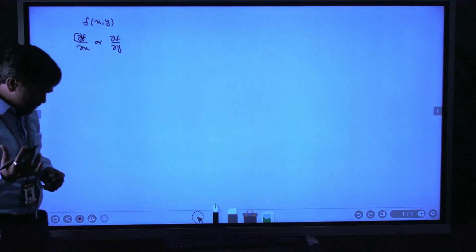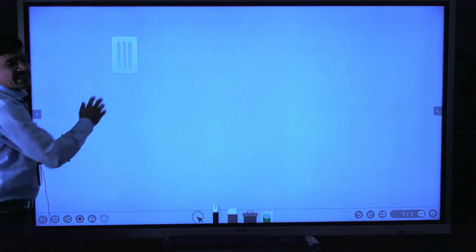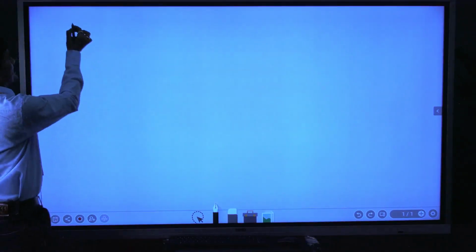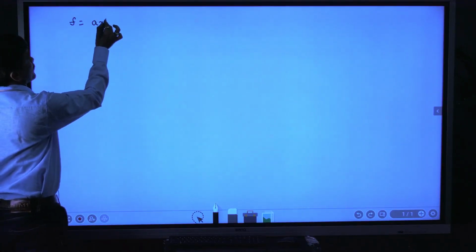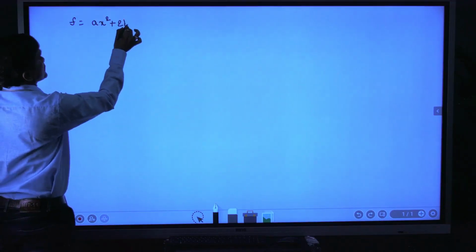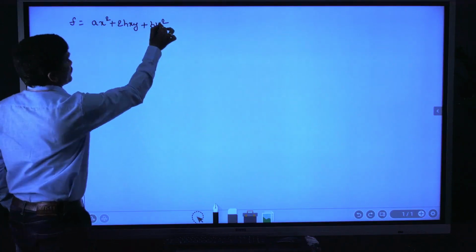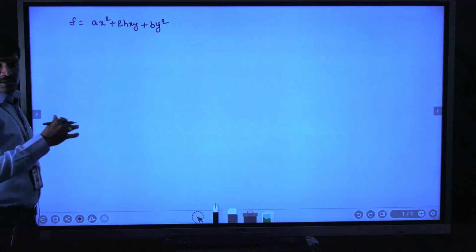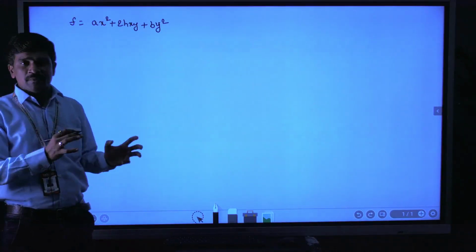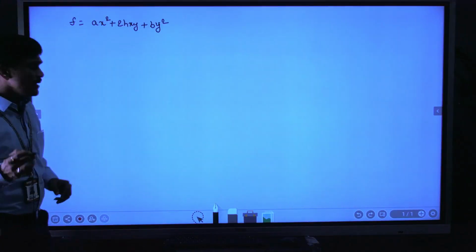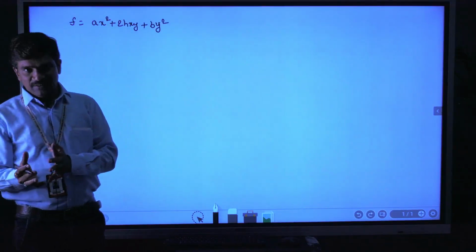Now we consider one example to see how to find partial derivatives. For example, f is ax square plus 2hxy plus by square. From this example, what is the partial derivative with respect to x and with respect to y? First of all, we have to learn a small example: what is the difference between ordinary differentiation and partial differentiation?